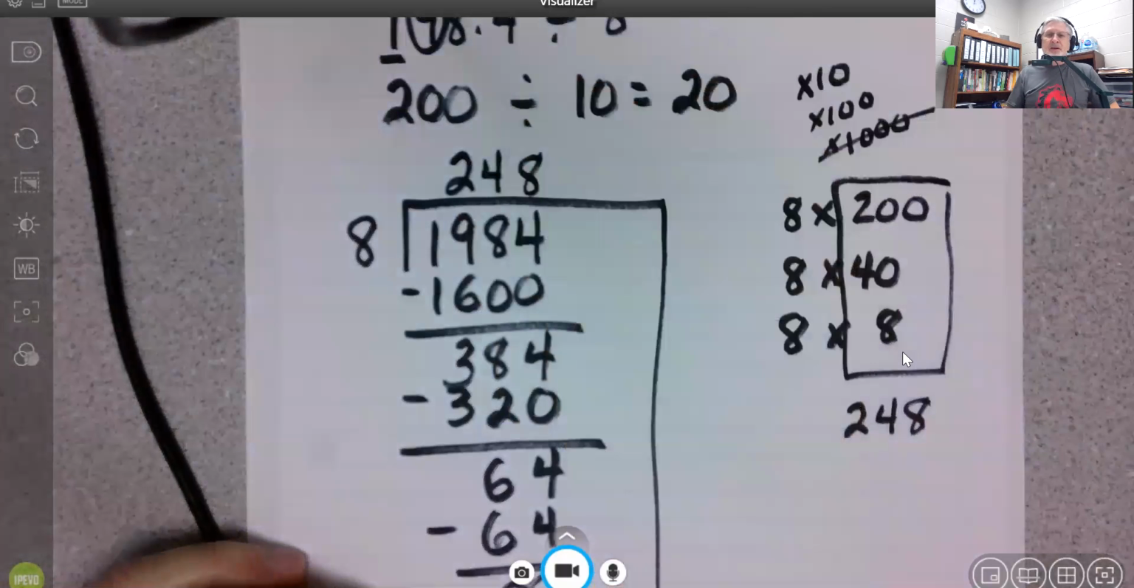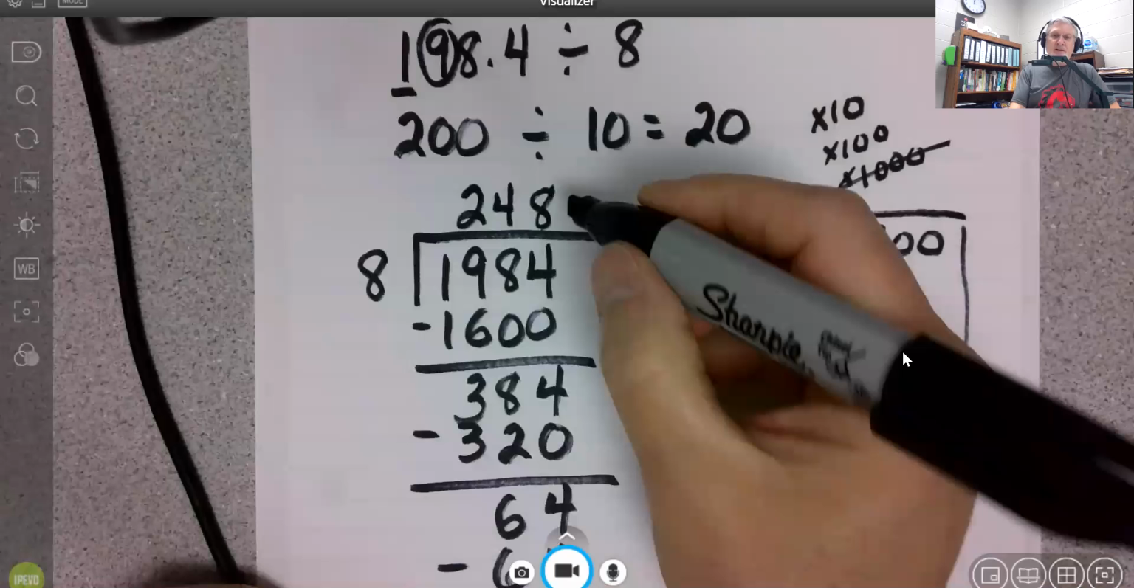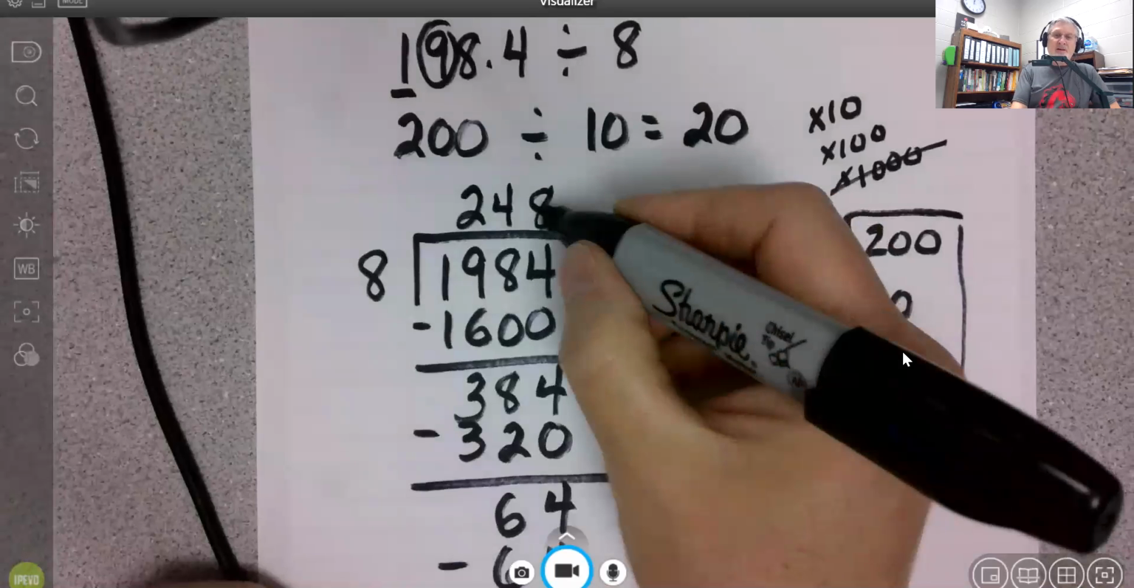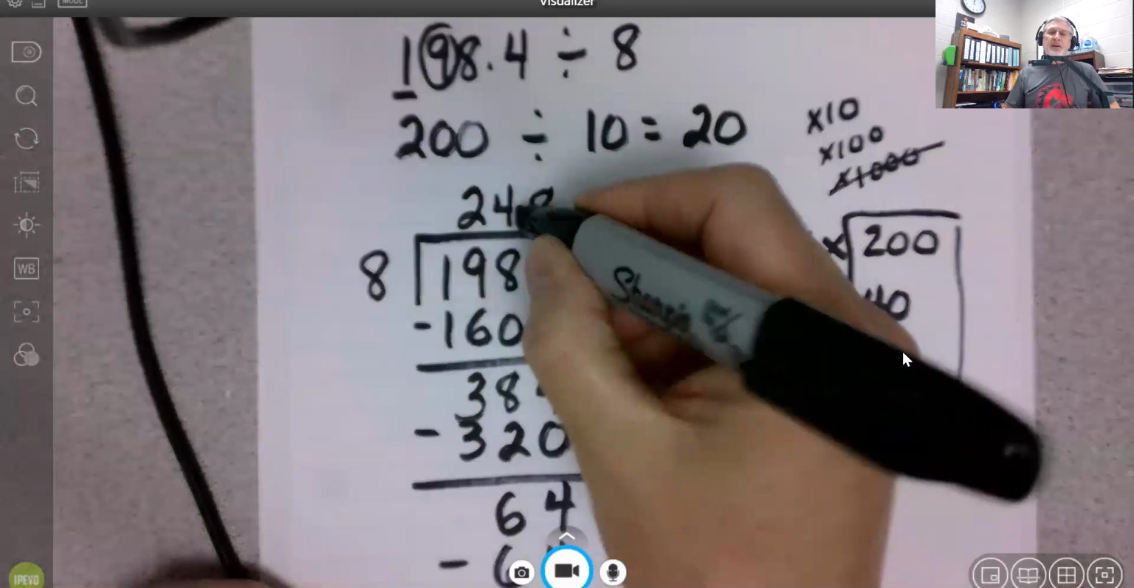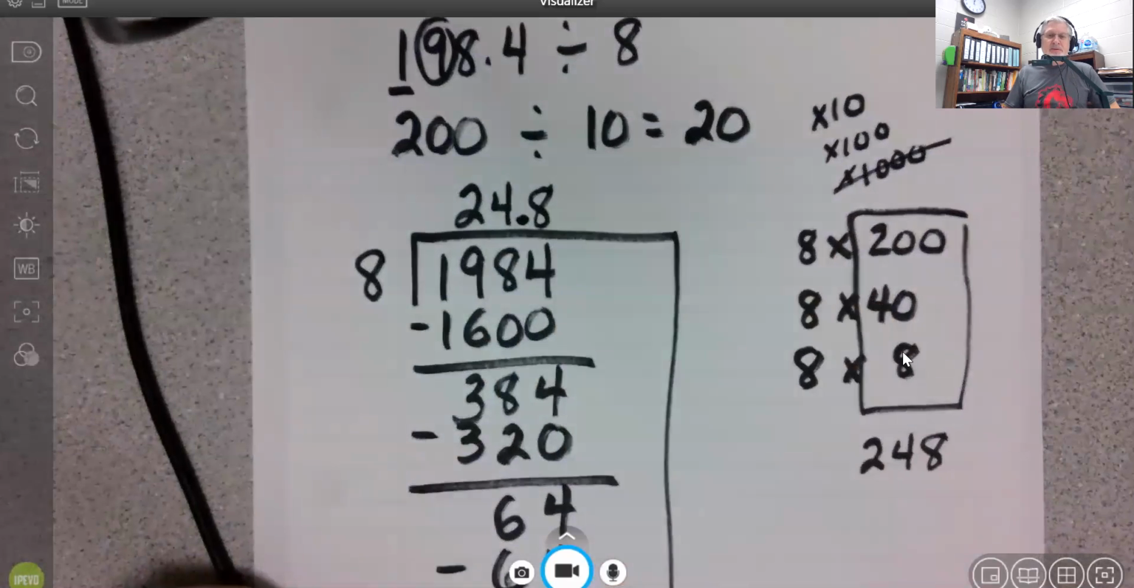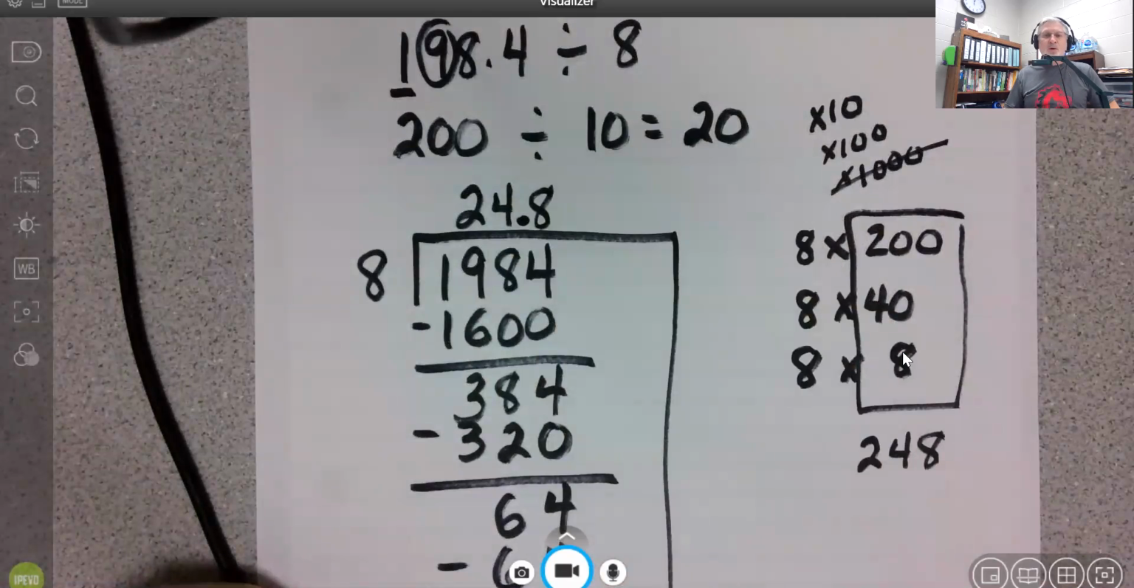Now I want to be close to the number 20. If I put it here, it's 248. Put it here, it's 2 and 48/100. So the most logical choice would be between the 4 and the 8 to make my answer 24 and 8/10.